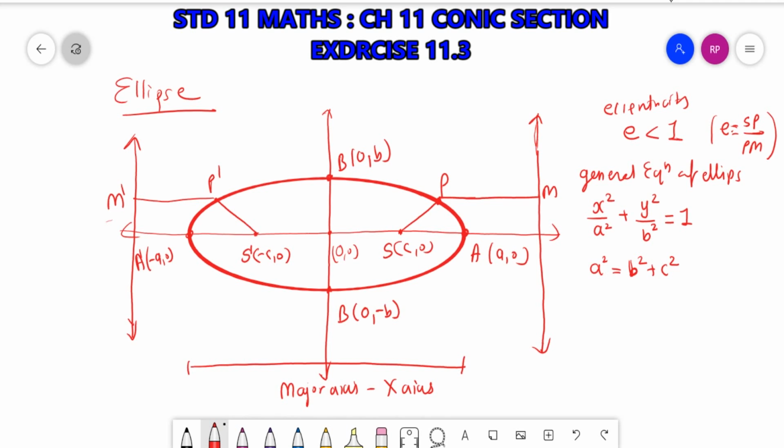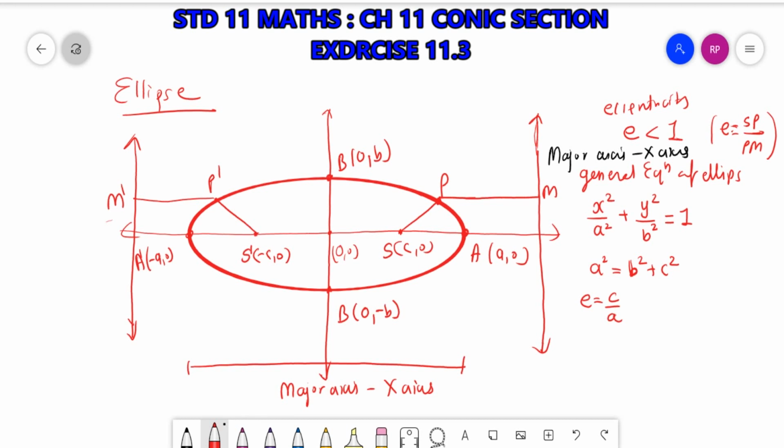In this case, I am taking the major axis as the x-axis. If you want to find the value of eccentricity, then E will be equal to c by a. So the general equation of an ellipse is x square by a square plus y square by b square equal to 1. The vertices are plus minus a, 0 and 0, plus minus b. The eccentricity is c by a, and a square will be equal to b square plus c square.